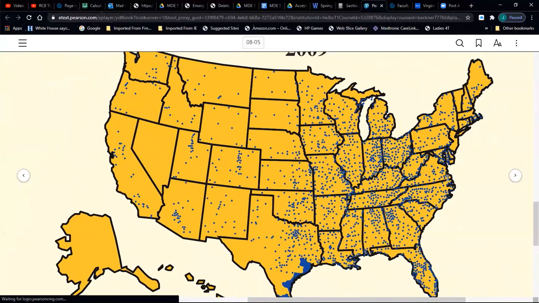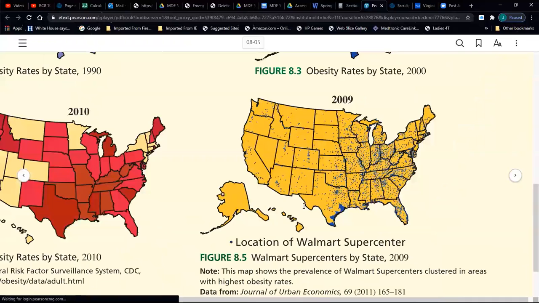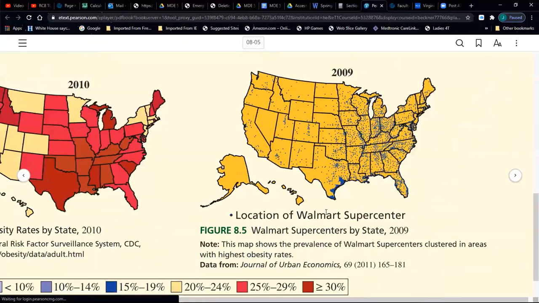Also, I only see 2 dots in the Hampton Roads region in 2009. I'm pretty sure that one in Newport News has been there since at least 2009, and there's been more than one Walmart on the south side down here. So that's why I'm saying I just don't know that each dot is one Walmart supercenter.